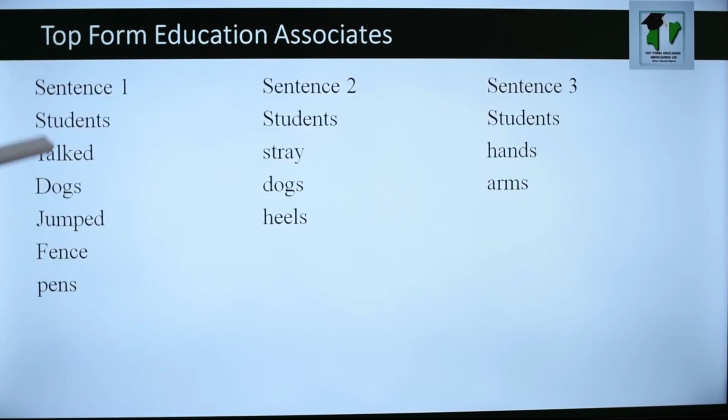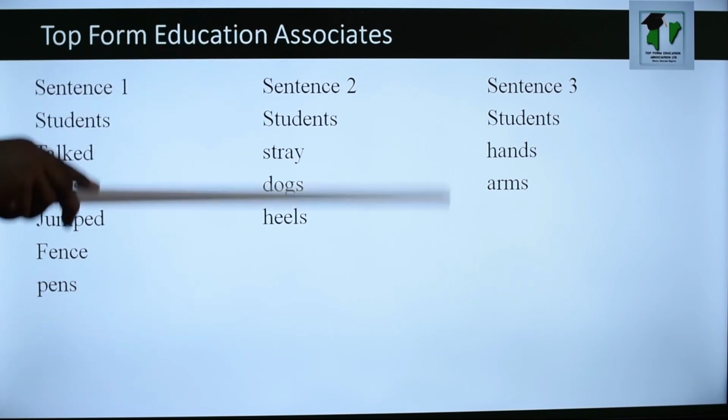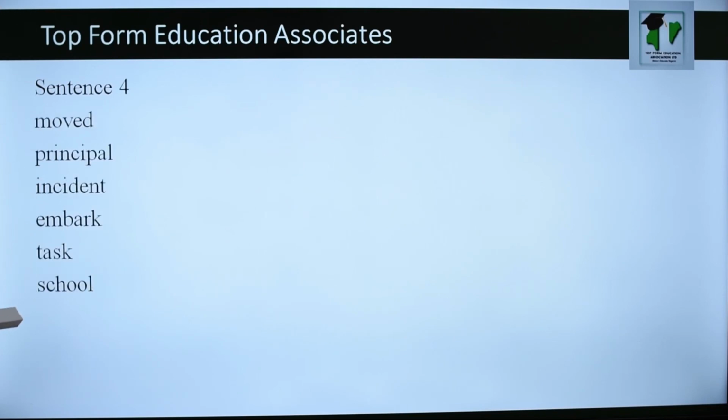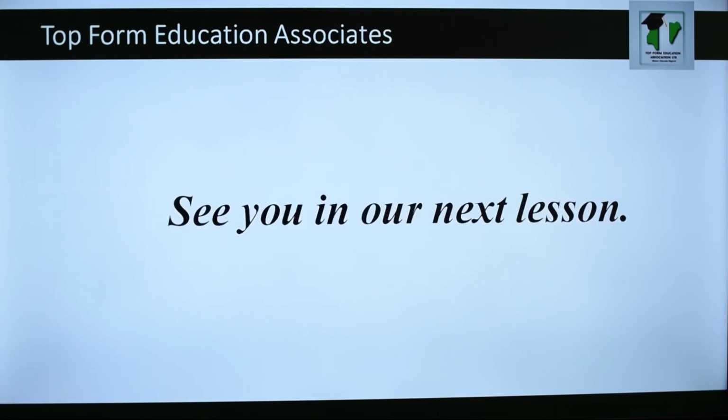These are the consonant clusters for sentence 1, sentence 2, sentence 3, sentence 4. And we'll see in our next lesson. Make sure you have a drill of some of these topics we've been teaching you.